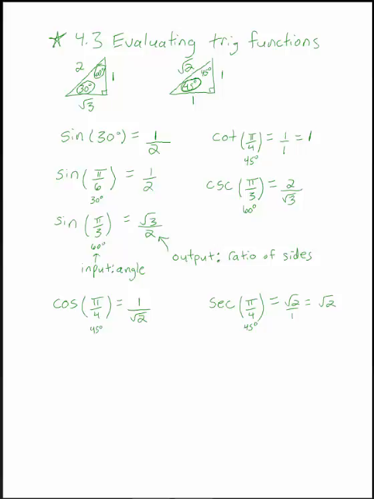So that's just a quick introduction to using the two special triangles to evaluate trig functions. The key idea is that the input is an angle and the output is a ratio of sides.